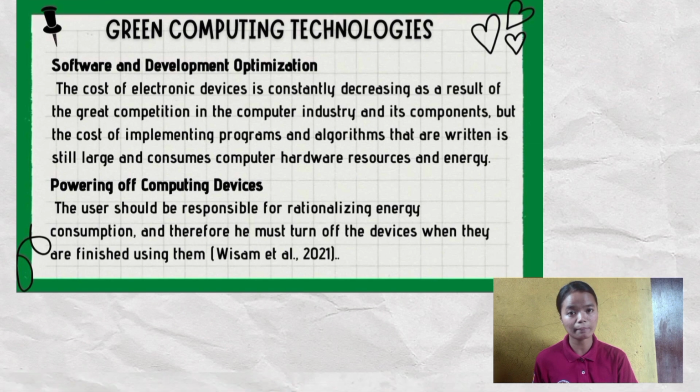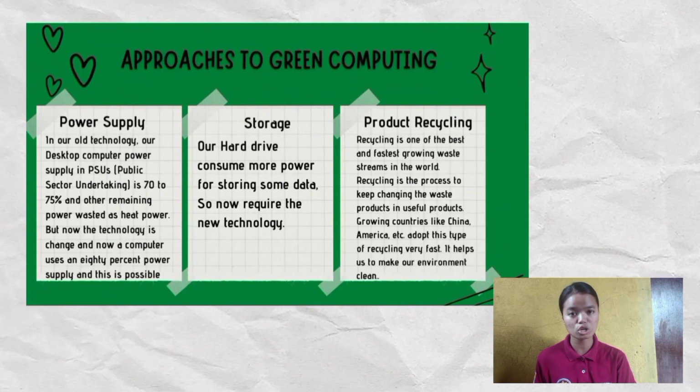So the next topic is approaches to green computing. There are actually 6 approaches to green computing, and the first one is the power supply. So what exactly do we mean by power supply? In today's computers, they use an 80% power supply. Any power supply that carries the 80% rating is designed to promote efficient energy use, unlike the old technology where 5% is wasted as heat.